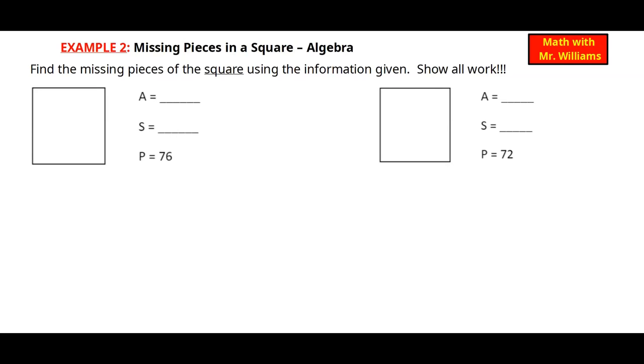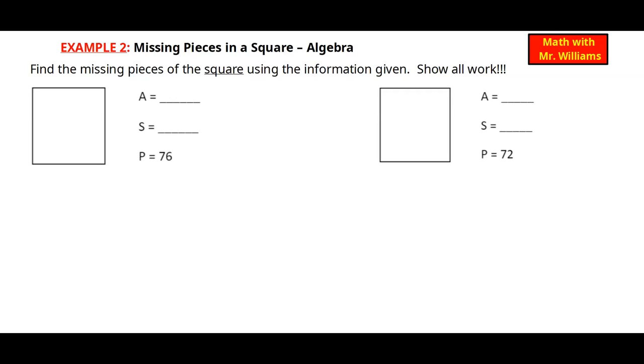Example 2, missing pieces in a square. Algebra, math with Mr. Williams. Find the missing pieces of the square using the information given. Show all your work. So this time we have the perimeter is 76. We're looking for the area, and we're looking for the side length of the square.